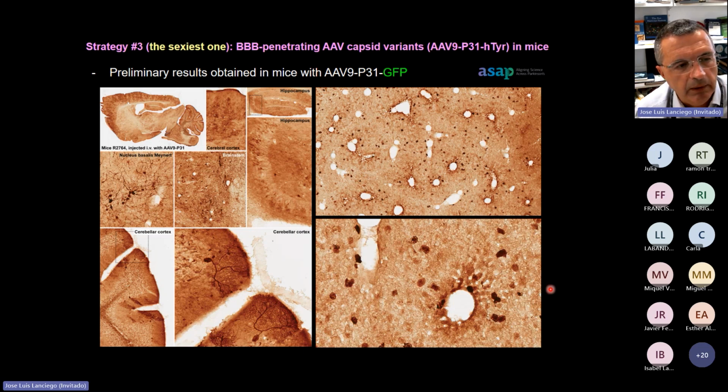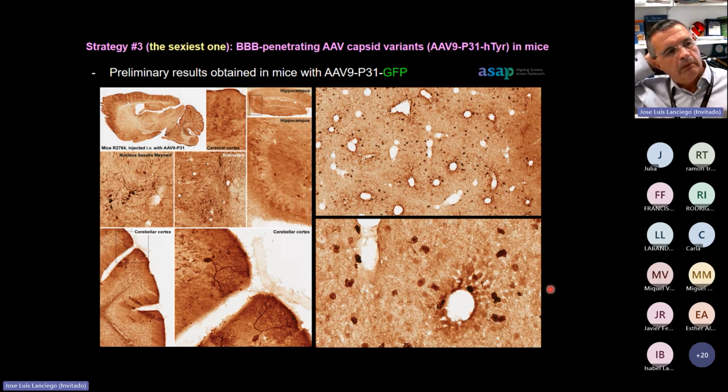So this is an AAV that is directed against a receptor that is only present in the BBB of mice. We tried in rats and it doesn't work. We tried in non-human primates, it doesn't work either. So it's only for work in mice, but it works very nicely.